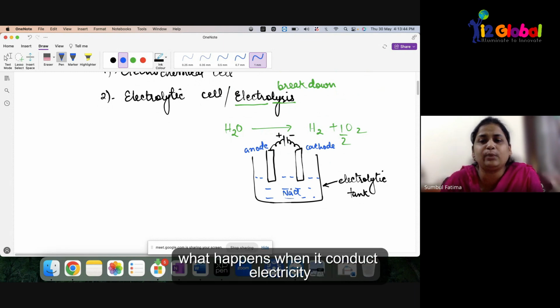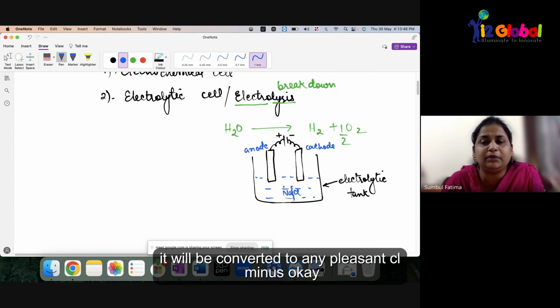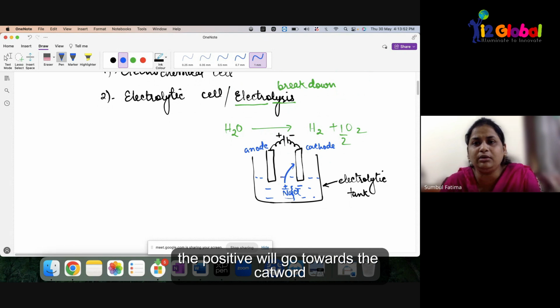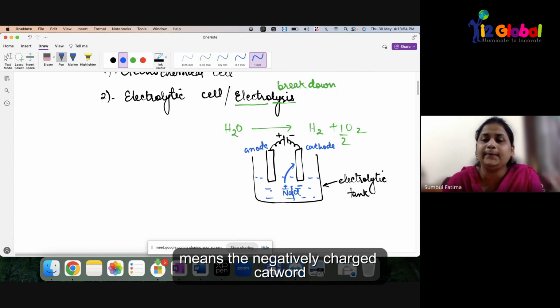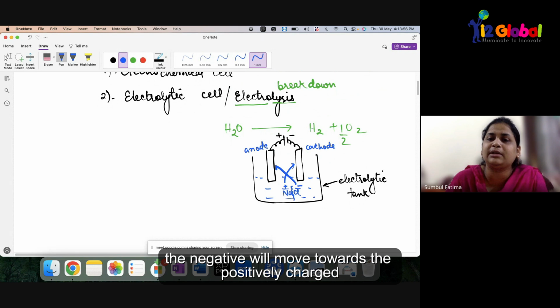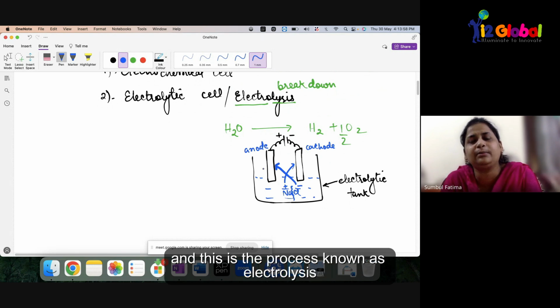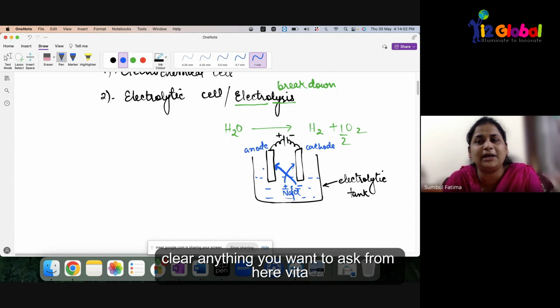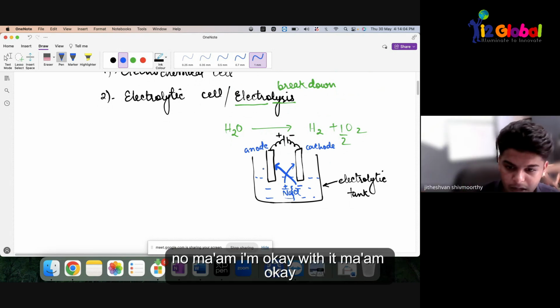What happens when it conducts electricity? It will be converted to Na+ and Cl-. The positive will go towards the cathode, the negatively charged cathode, and the negative will move towards the positively charged anode. This is the process known as electrolysis. Clear? Anything you want to ask from here, beta? No, ma'am. I'm okay with it, ma'am.